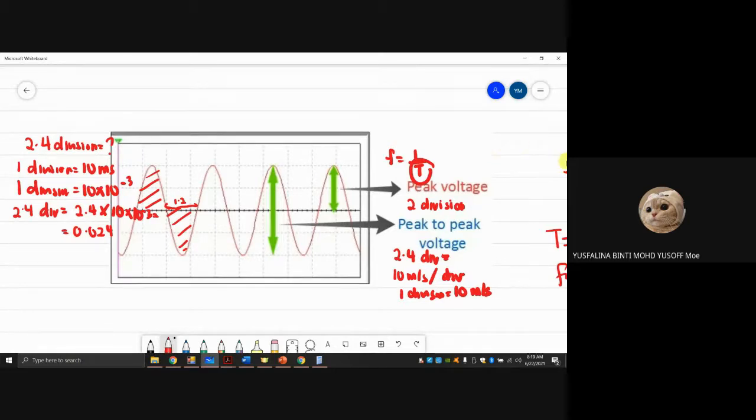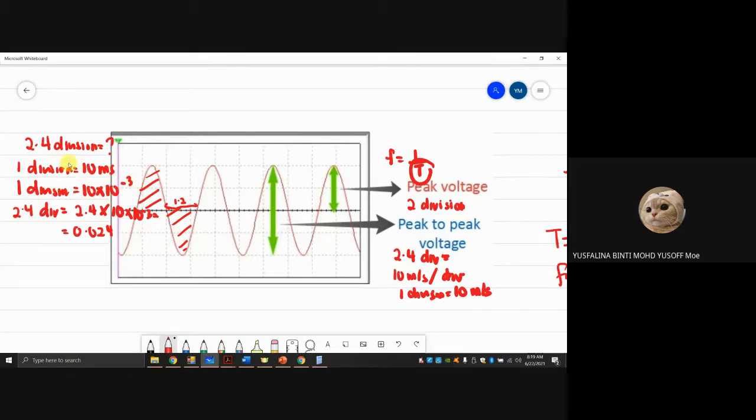So first, you try to calculate how many divisions there are. And then you check your CRO. Your one division is equal to what? If your one division is equal to 10 millisecond, you first change your milli to 10 power of negative 3. So 1 division is equal to 10 times 10 power of negative 3. How did the teacher get 10 power of negative 3? It is actually the value for the prefix of milli. This one you learned in Form 1. So 1 division is 10 times 10 power of negative 3.